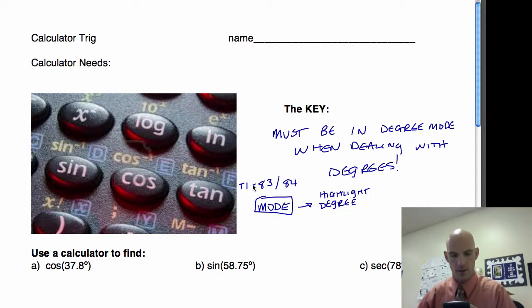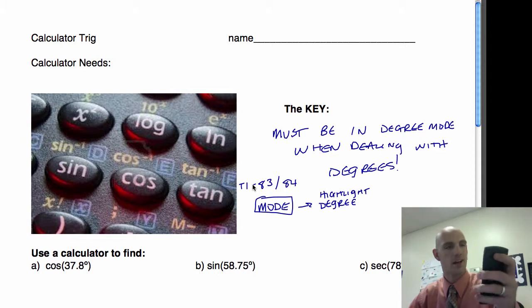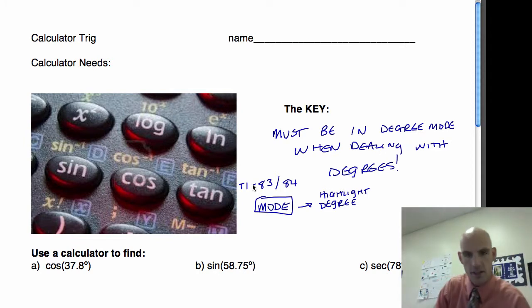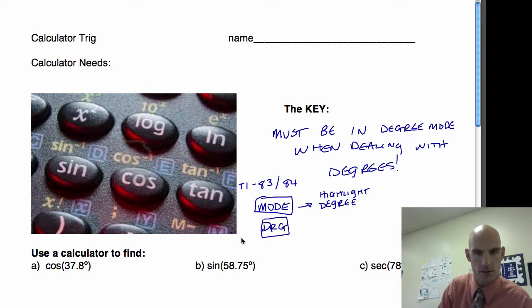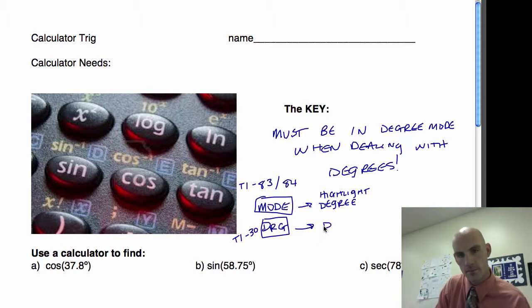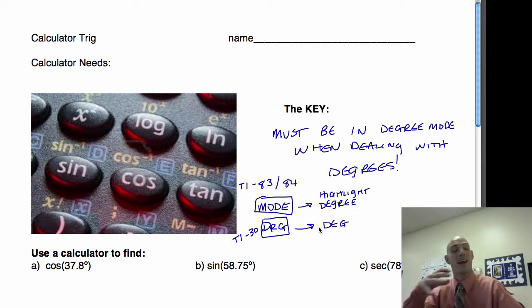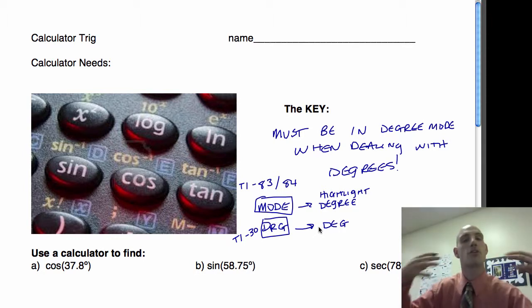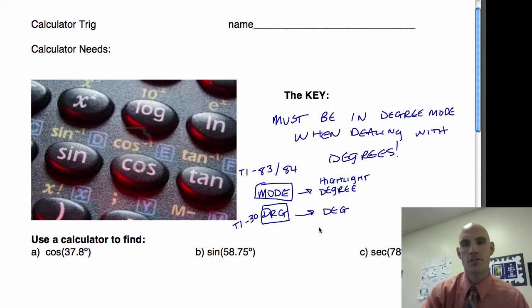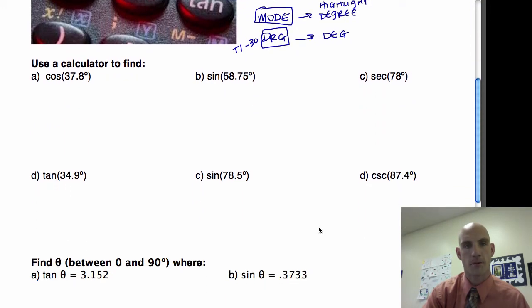If you've got one of the TI-30s, it's also going to be the DRG button. This is the TI-30. So you're going to highlight DEG. Okay, so that's the basics. You have to have yourself in degree mode in order to do this. And once you do that, it's a snap. So that's the first part.